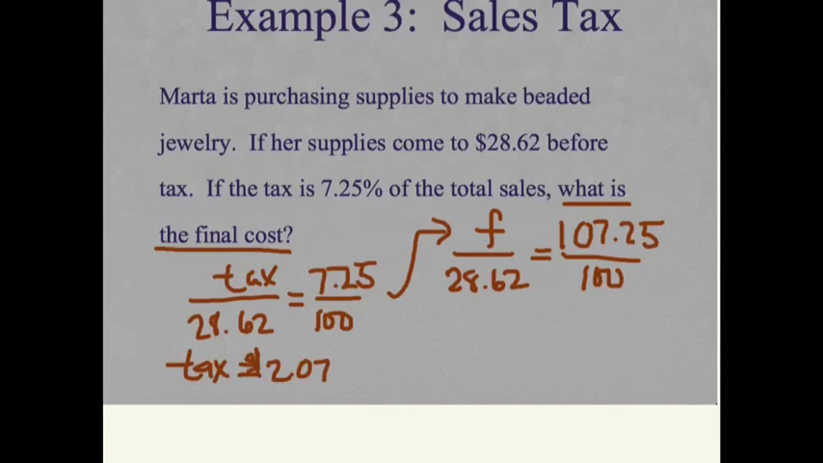When I calculate the first one, I get $2.07, and of course I'm going to have to take that amount and add it back onto the original. But when I calculate this one, when I get the final cost, I get my answer in one fell swoop without actually adding. I get $30.69.